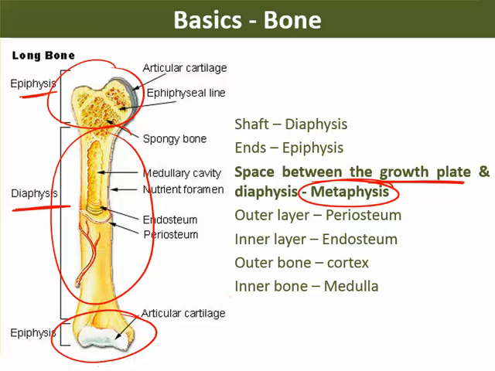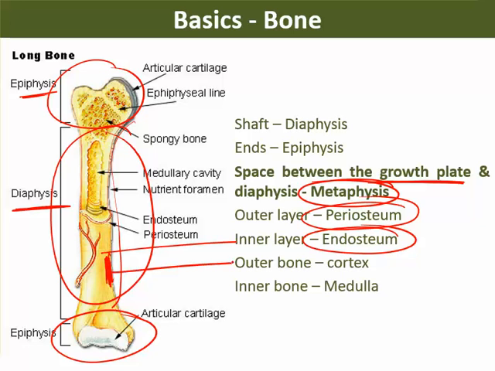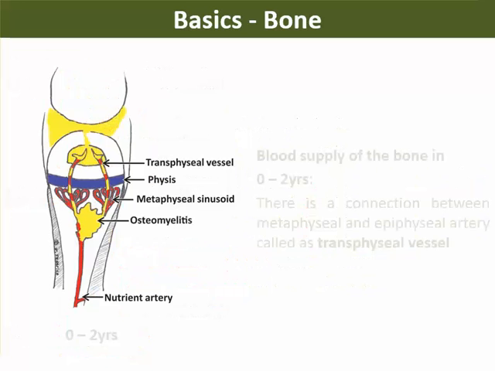Now the outer layer of the bone is covered by a membrane called periosteum, and the inner layer is called endosteum. The outer bone is called cortex, and the inner trabecular bone is called medulla. These are all basic structures of the bone.